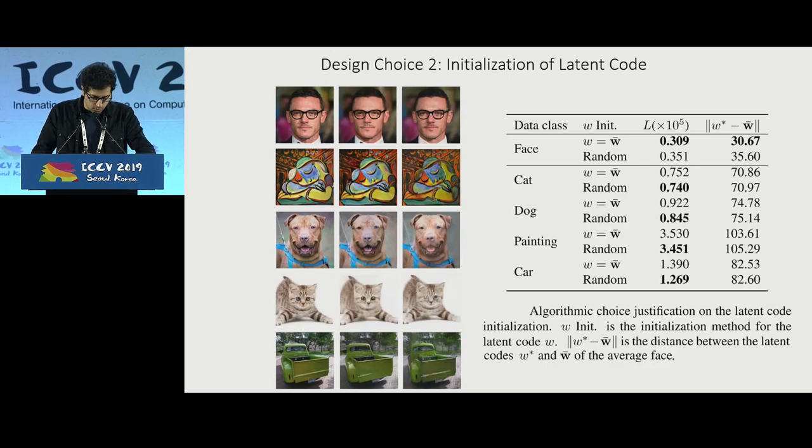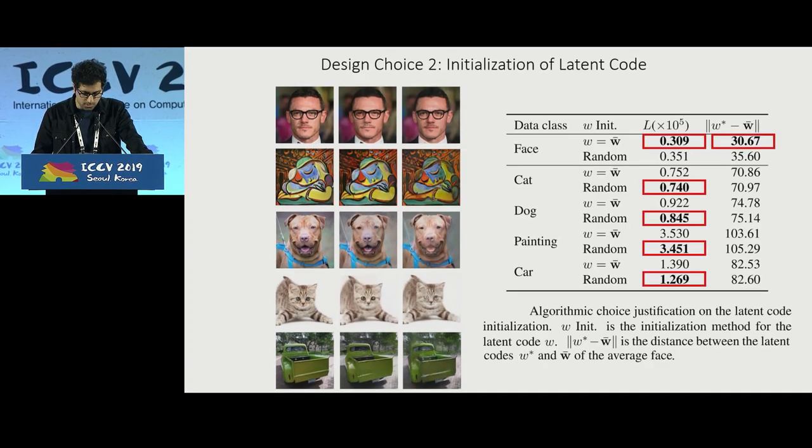What latent codes to choose for optimization? What is the initialization? Initializing with the mean face latent code produces higher quality for faces. For non-face images, random initialization yields better quality. As the table shows, embedded non-face images are far from the mean face in the latent space.